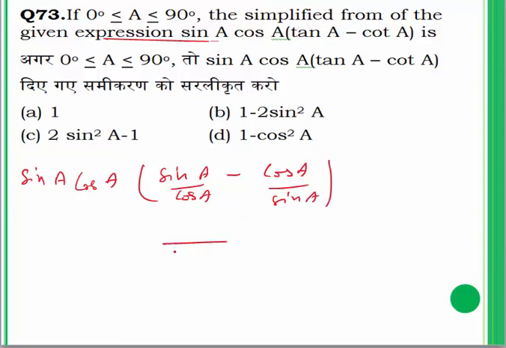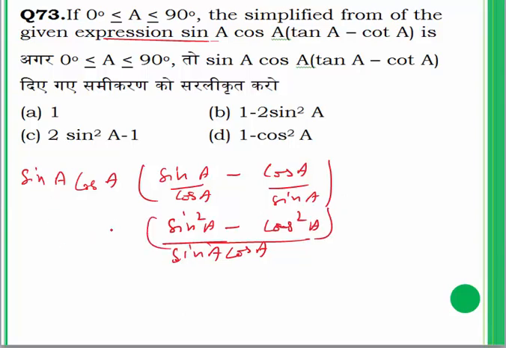Now take the LCM, sine A and cos A, and it will become sine square A minus cos square A, and into this expression, sine A and cos A, sine A to sine cancel, so we will have sine square A minus cos square A.